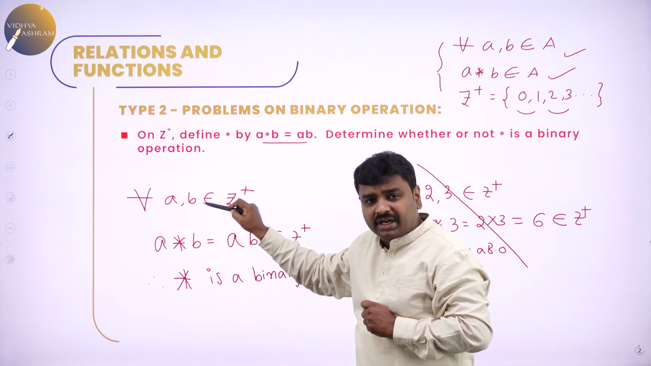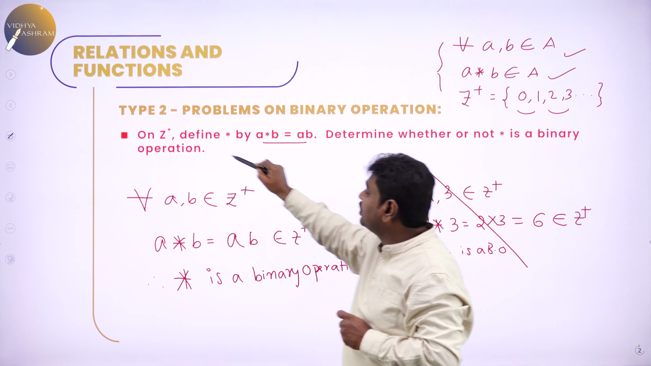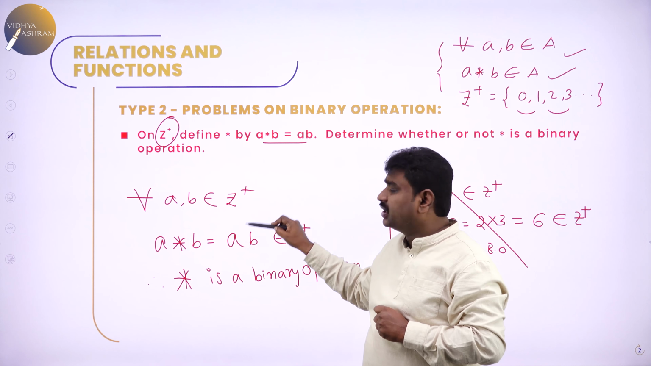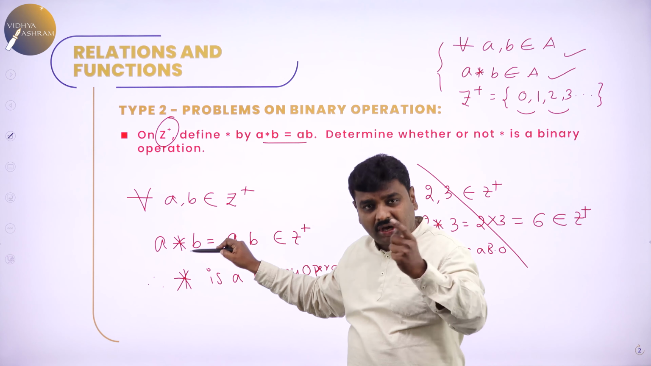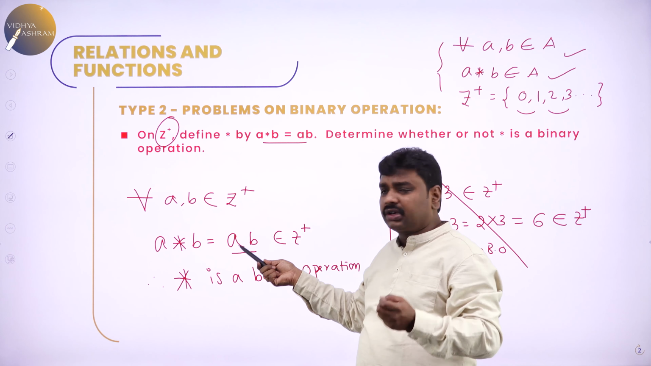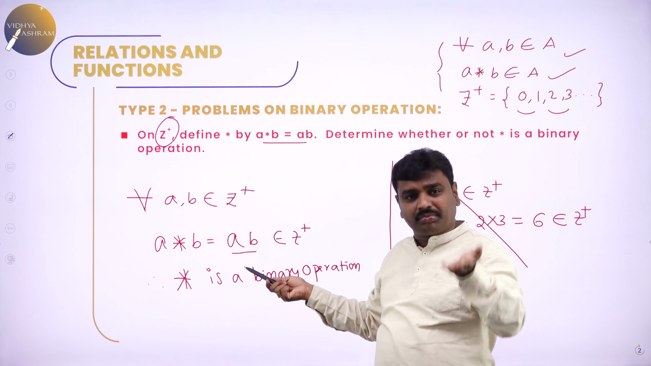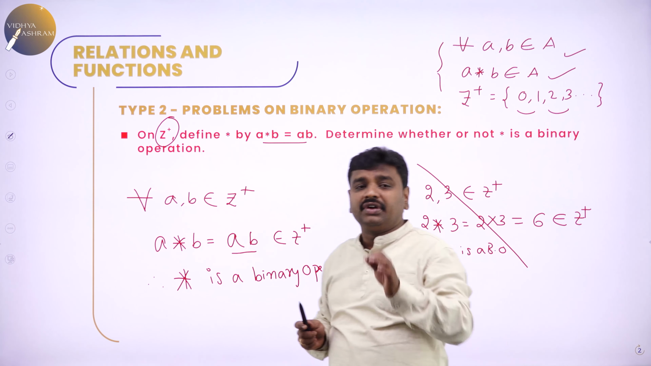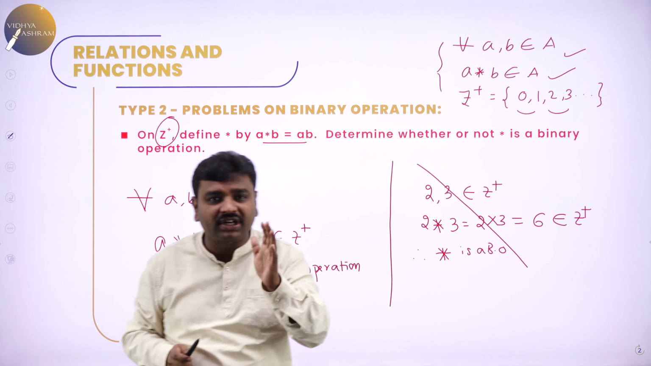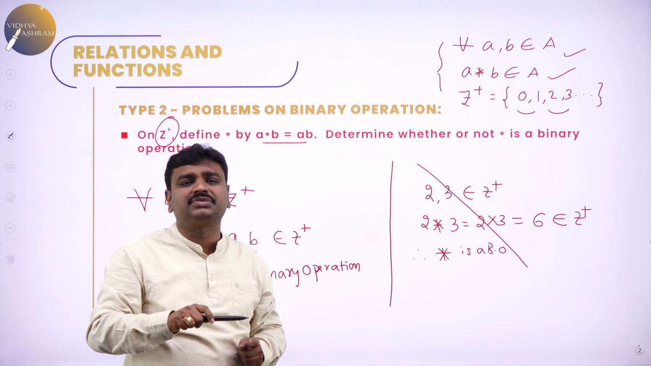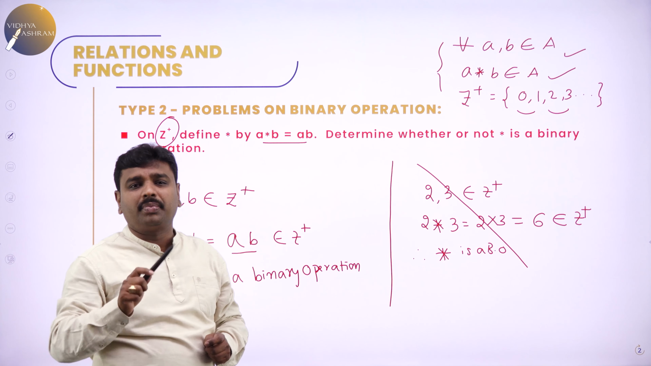Here I took for all A comma B belongs to given set. What is the set given in this problem? Z plus. So for all A comma B belongs to Z plus, I am operating A star B. When I operate A star B, I will get the result AB. This is given in the problem. And you know, the product of two elements belonging to Z plus belongs to Z plus. A into B also belongs to Z plus. Therefore star is BO. When it is true, you should generalize. For all A comma B belongs to given set, if A star B also belongs to the same set, then star is a binary operation.